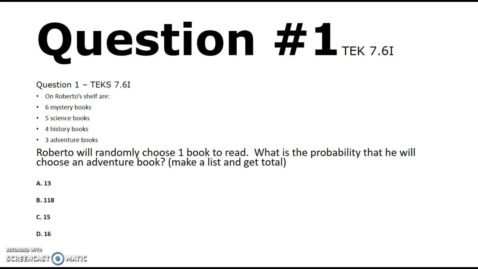Question number 1. On Roberto's shelf are 6 mystery books, 5 science books, 4 history books, 3 adventure books. Roberto will randomly choose one book to read. What is the probability that he will choose an adventure book? Make a list and get a total. A, 1/3, B, 1/18, C, 1/5, D, 1/6.